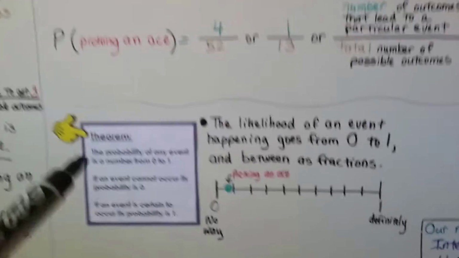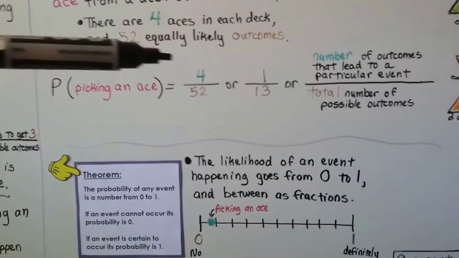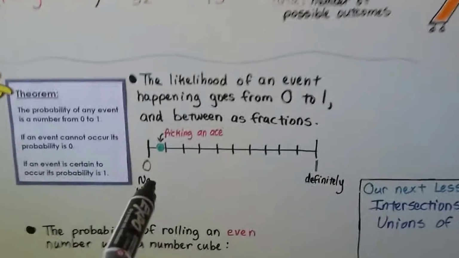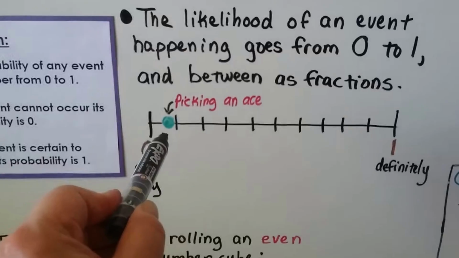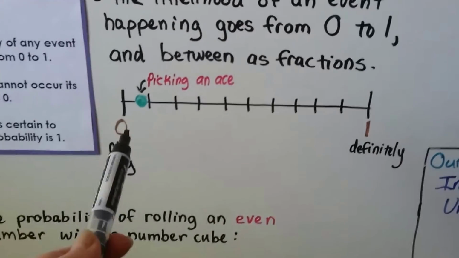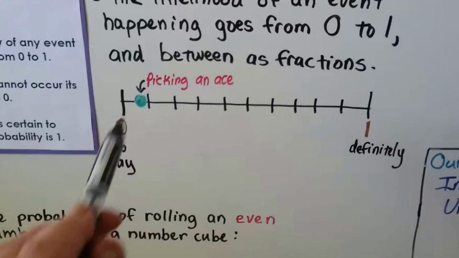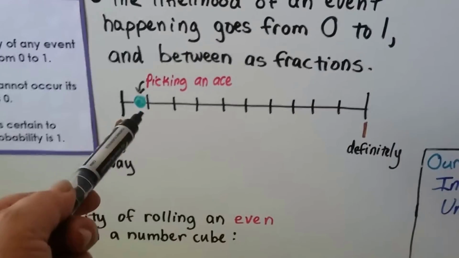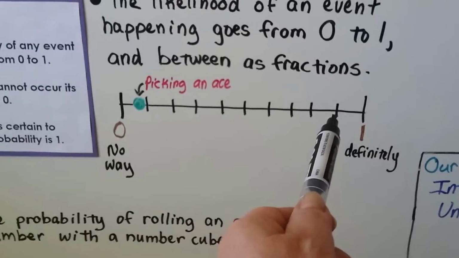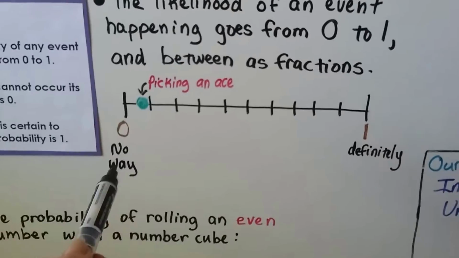So if we look at our probability of picking an ace, it was 4/52 or 1/13 when we simplified it. That would come out about right here of picking an ace out of that deck of 52 cards. Now, look at how close to zero this lands. Would you bet $1,000 that you'd pick an ace? I wouldn't. If it was over here, I might, but it's way over here closer to no way.